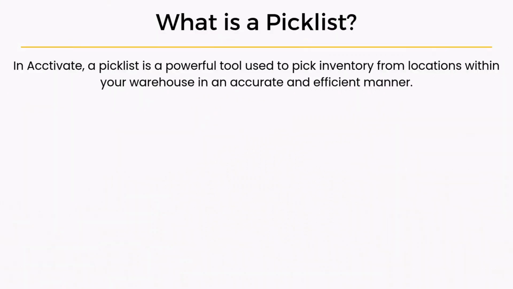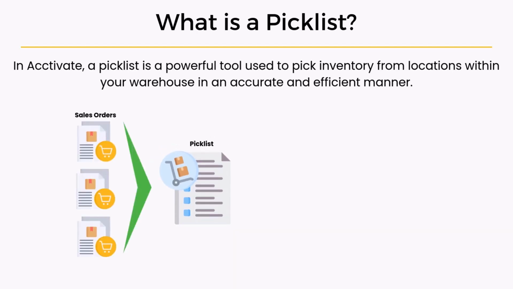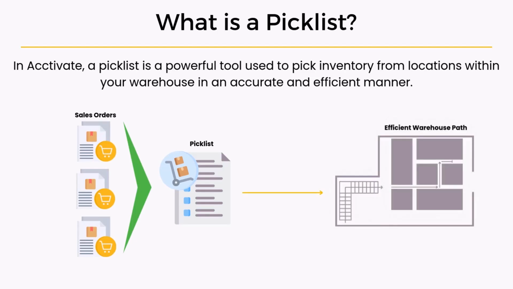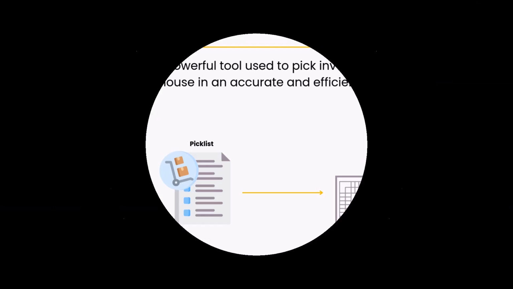In Activate, a pick list is a powerful tool used to pick inventory from locations within your warehouse in an accurate and efficient manner. A pick list can be created for one or more sales orders. When creating the pick list, Activate generates an efficient path through your warehouse, sending you to the appropriate warehouse location based on availability. This minimizes the amount of time you spend traversing your warehouse and allows you to pick a single sales order line from one or more locations.